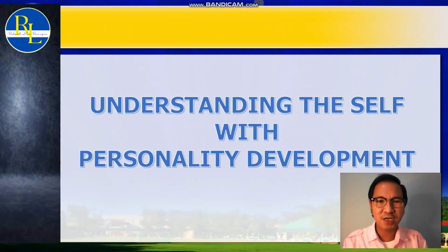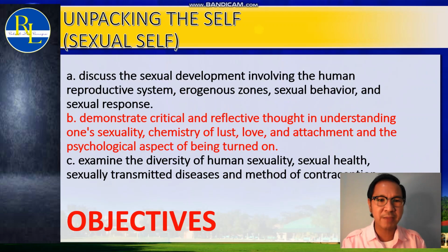Hello everyone! The second topic for the Unpacking the Self chapter dwells on the sexual self. As we discuss the sexual self, you will be expected to discuss the sexual development involving the human reproductive system, erogenous zones, sexual behavior, and sexual response. Demonstrate critical and reflective thought in understanding one's sexuality, the chemistry of love and attachment, and the psychological aspect of being turned on, as well as examine the diversity of human sexuality, sexual health, sexually transmitted diseases, and methods of contraception.